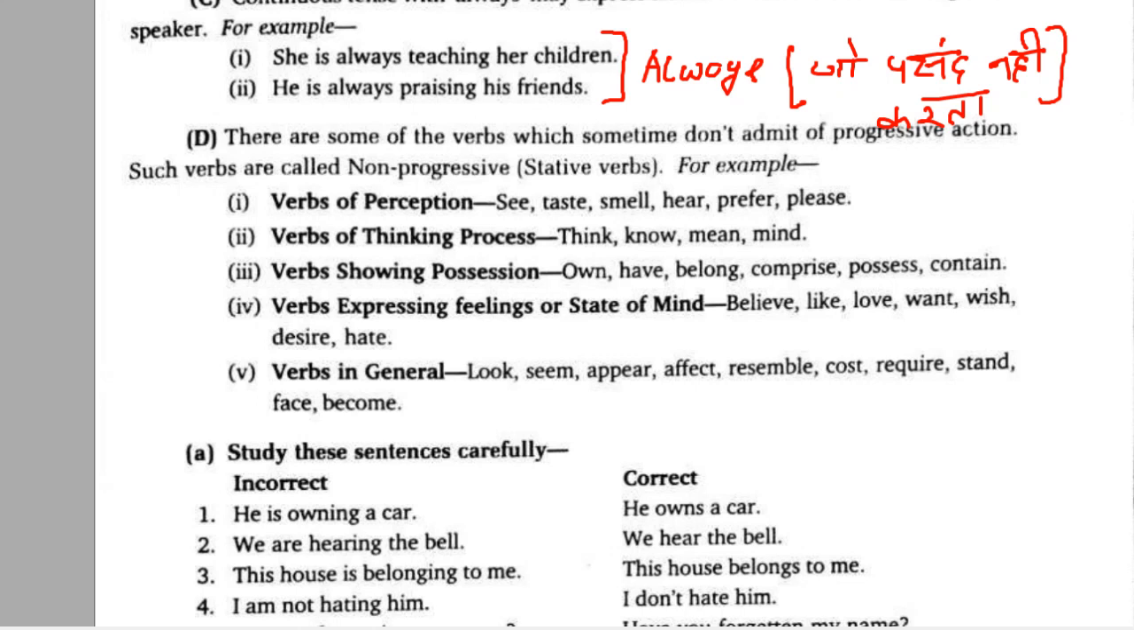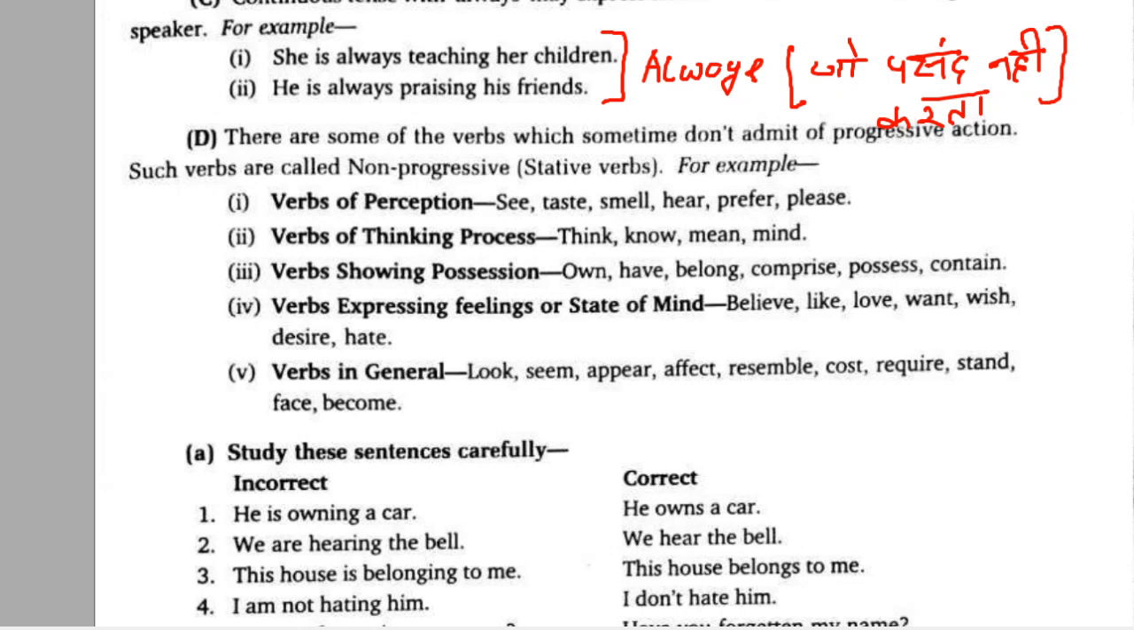Verbs of thinking process: think, know, mean, mind. Verbs showing possession like own, have. This is my own car. This car belongs to me. I have a car. This car belongs to me. The Red Fort comprises many villas. The car is in police possession. This container contains one kilo of sweets.